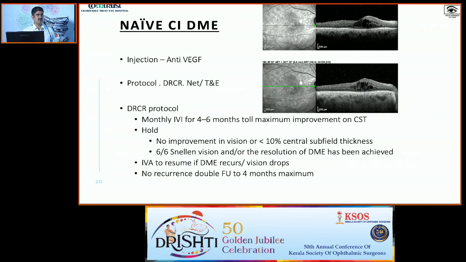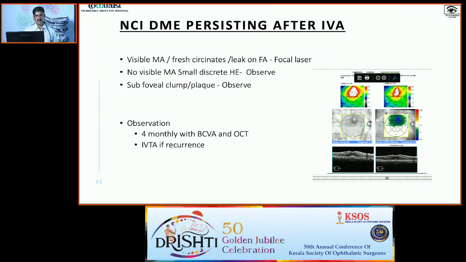Both criteria should be met. No more than 10% improvement and no visual improvement, then you can hold treatment but continue follow-up monthly initially. If there is no recurrence, slowly increase the follow-up period by 2 weeks up to a maximum of 4 months. So if there is no recurrence, you can continue observation every 4 months. But if there is a recurrence, again you have to switch back to treatment.